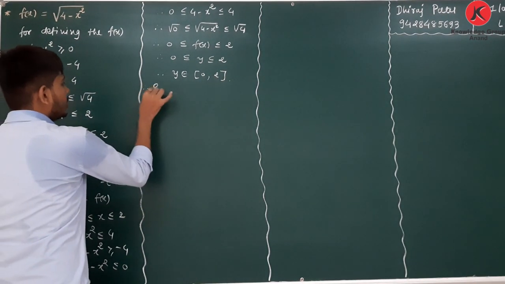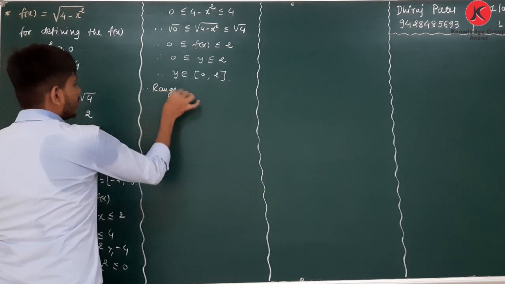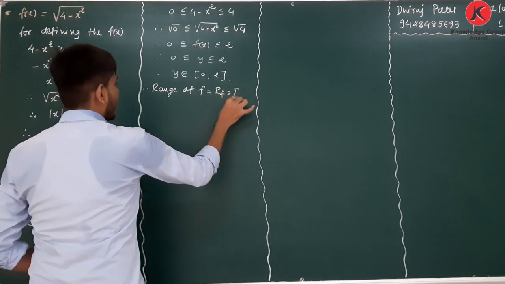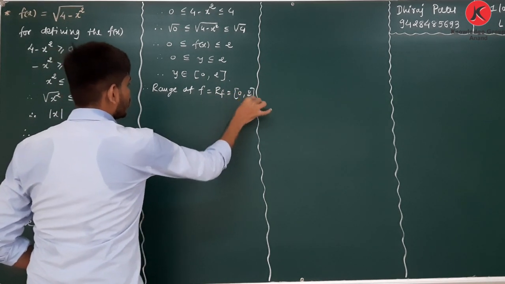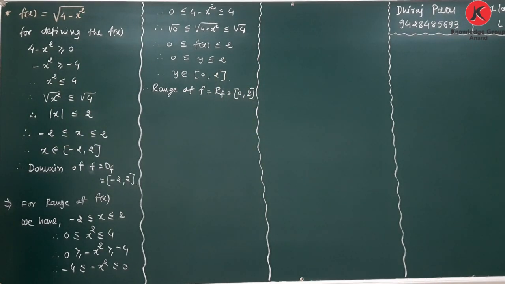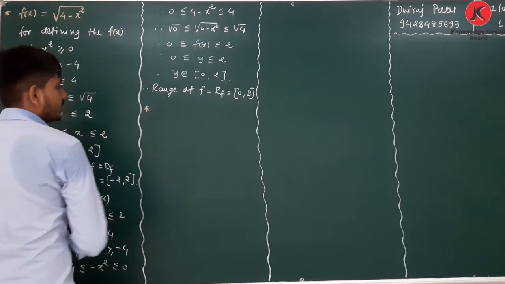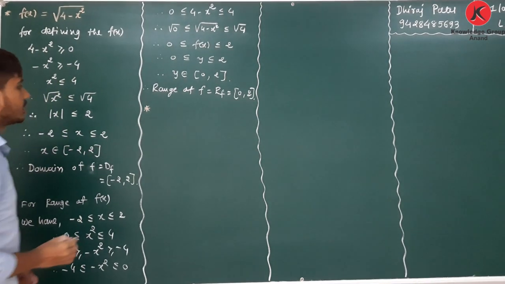Therefore our range of f, which is denoted as R of f, is 0 to 2. This is the range of your given function. Okay, this question is our range. Alright, now let's make some changes in the question. Fine.